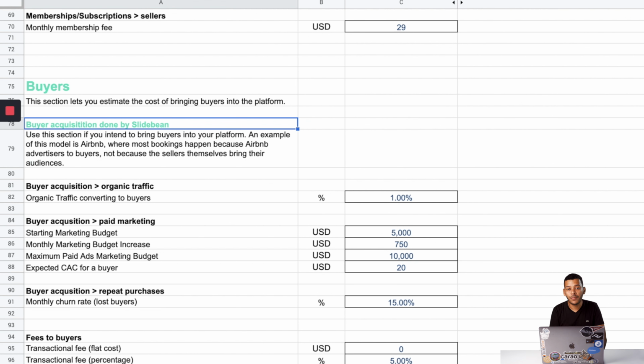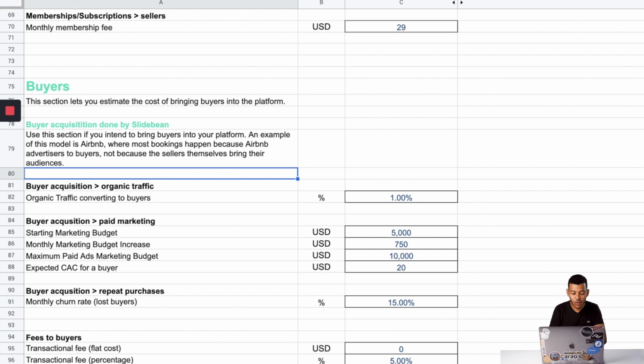For Airbnb, for example, most of the revenue is actually driven by Airbnb. People go to Airbnb, that's the brand that they know, and it's very rare that a house renter will find their own guests to stay, right? So we actually let you model both on this model. So buyer acquisition done by Slidebean.